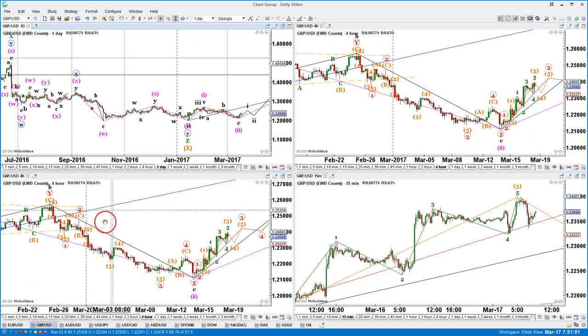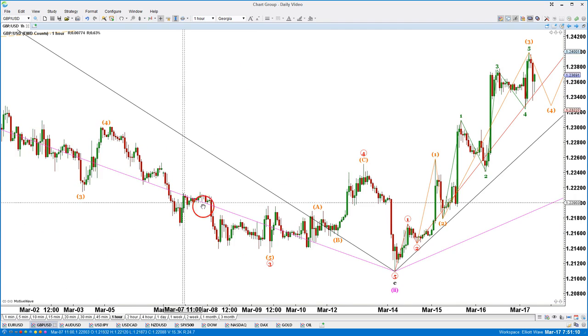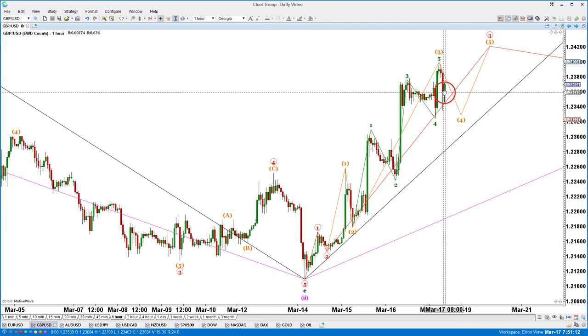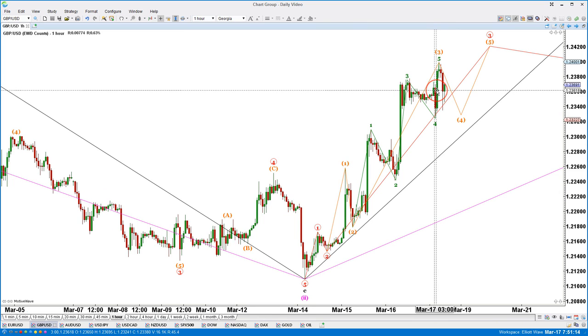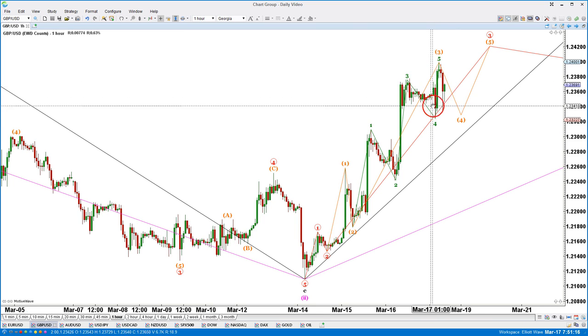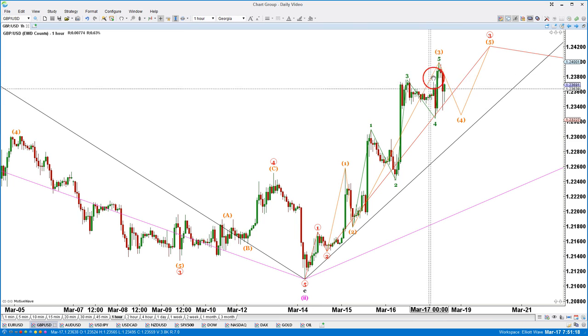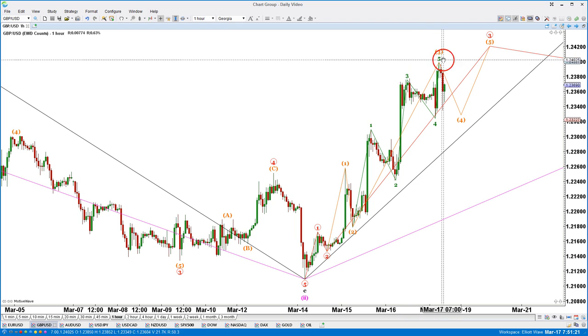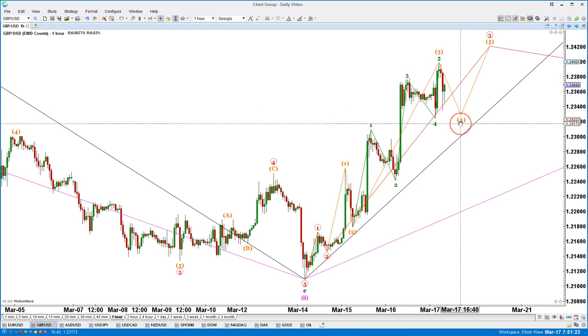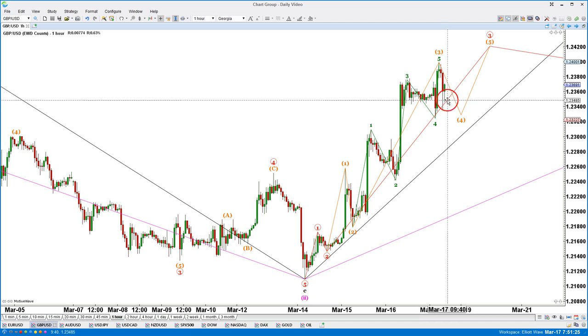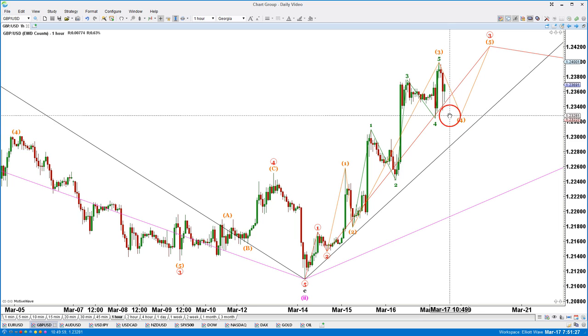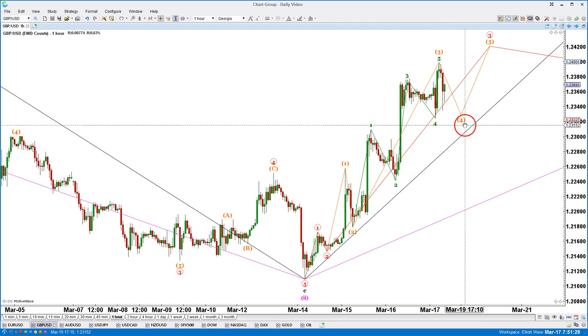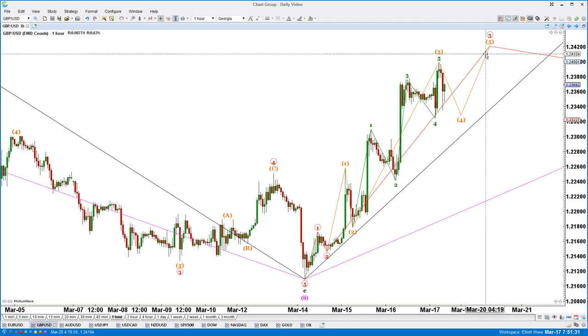What about the pound? The pound also is pretty powerful. All the waves that we planned yesterday were completed during the sessions. For example, this last leg up at the beginning of the London session was completed, and now is building the wave 4, similar to the euro, the pound this week. So we're expecting today this sideways consolidation for the wave 4 and then this continuation to the upside.